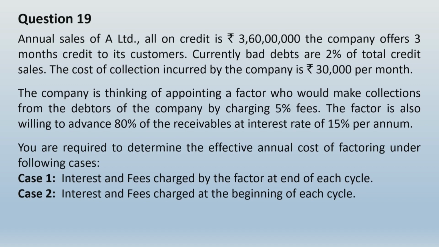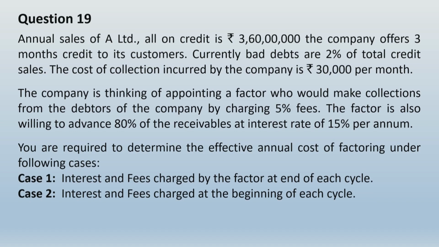The company offers 3 months credit to its customers. Currently bad debts are 2% of total credit sales. Cost of collection incurred by the company is rupees 30,000 per month. The company is thinking of appointing a factor who would make collections from the debtors of the company, charging fees of 5%. The factor is also willing to advance 80% of the receivables at an interest rate of 15% per annum.